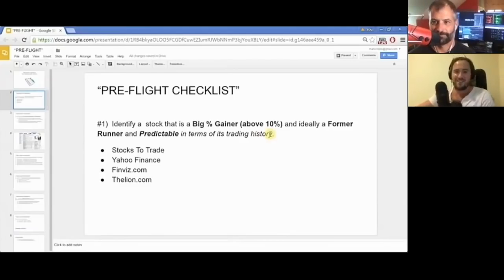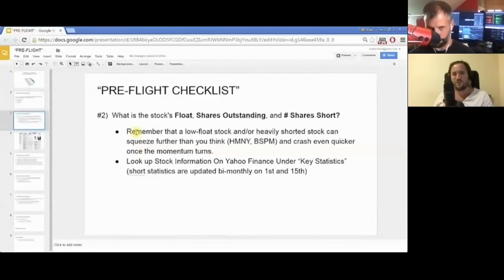Okay, next slide. Before we actually get into what's running, I want to make sure you guys are fully clear on the procedure, which I call the pre-flight checklist. You cannot fly the plane without doing the pre-flight procedures, and this is absolutely critical: look up the stock's float, the shares outstanding, and the number of shares short. I don't care what you're trading, you do it every damn time. Very well said, Mark Croock.